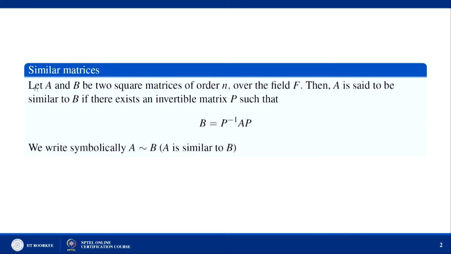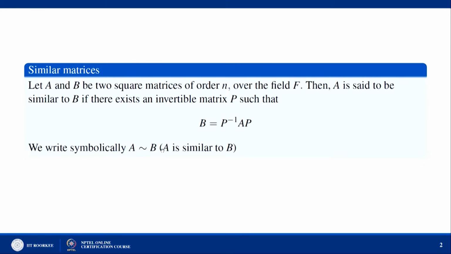So, let A and B be two square matrices of order n over a field F. Then A is said to be similar to B if there exists an invertible matrix P such that B equals P inverse AP, and we symbolically write A is similar to B like this. Okay. So, what do you mean by basically two similar matrices?